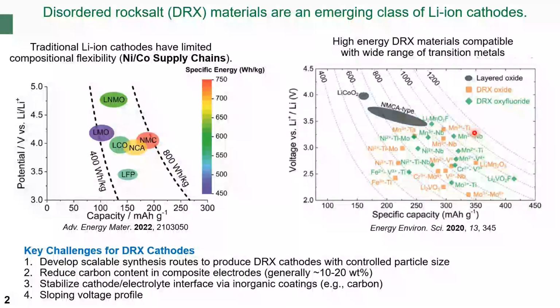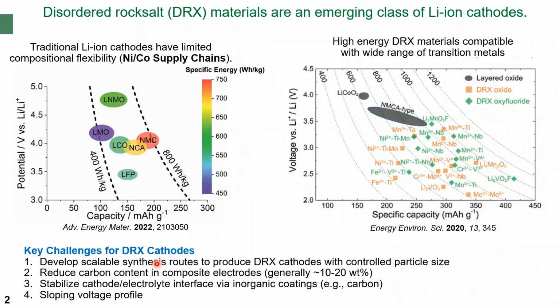So a number of DRX compositions have been developed and explored, especially over the past decade. And while they do show promising energy densities that are competitive with incumbent and established lithium-ion cathodes, there are a number of key challenges that have prevented them from really entering the marketplace. These are pretty widespread, related to synthesis challenges. That's what we'll be mostly focusing on today, but also a number of electrode engineering issues in terms of carbon content and also interfacial coatings that are needed to stabilize the interface. And also some sloping voltage profiles that result from the disordered nature of these active materials.